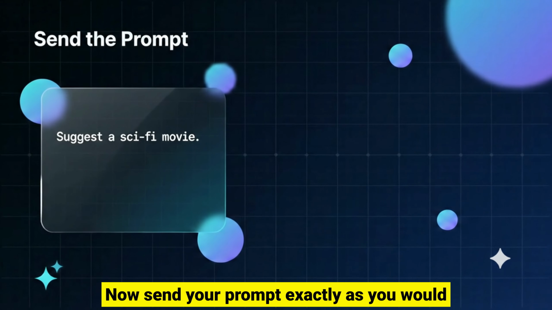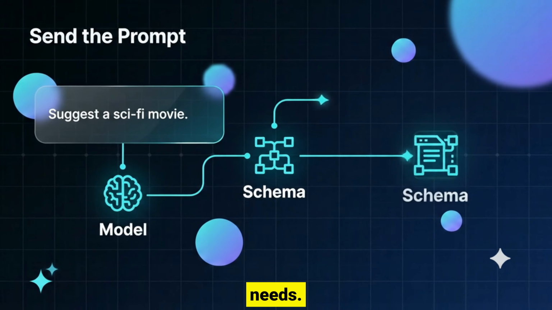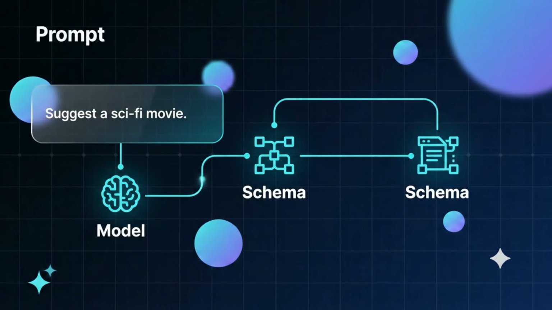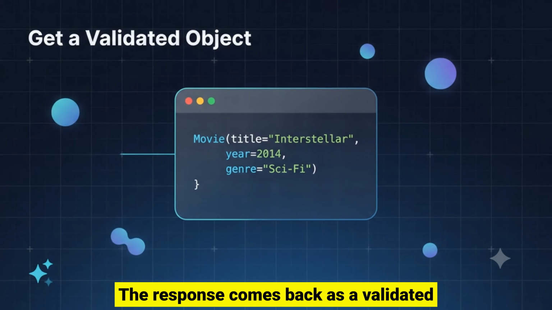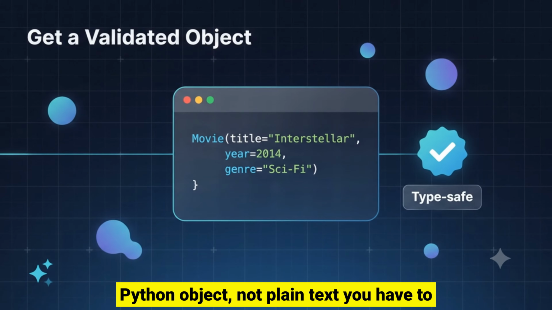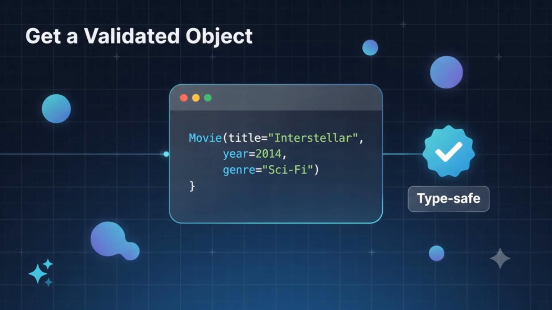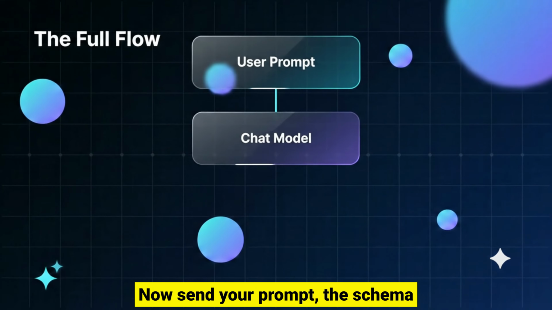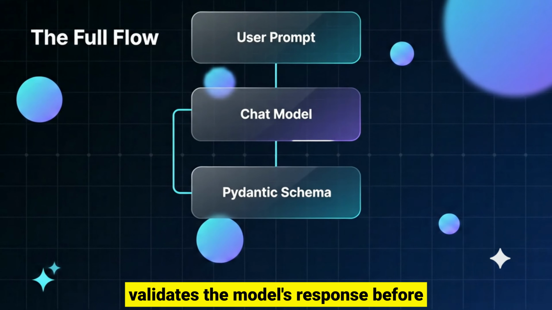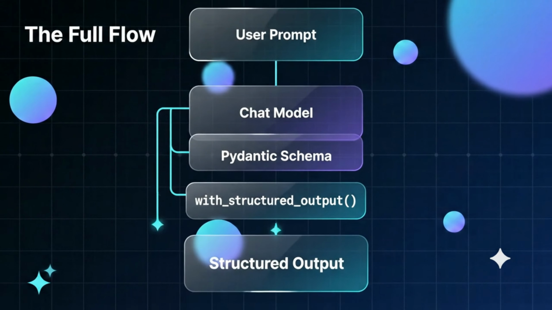Now send your prompt exactly as you would with any other LangChain model. The response comes back as a validated Python object, not plain text you have to parse. The schema validates the model's response before your application ever receives it.